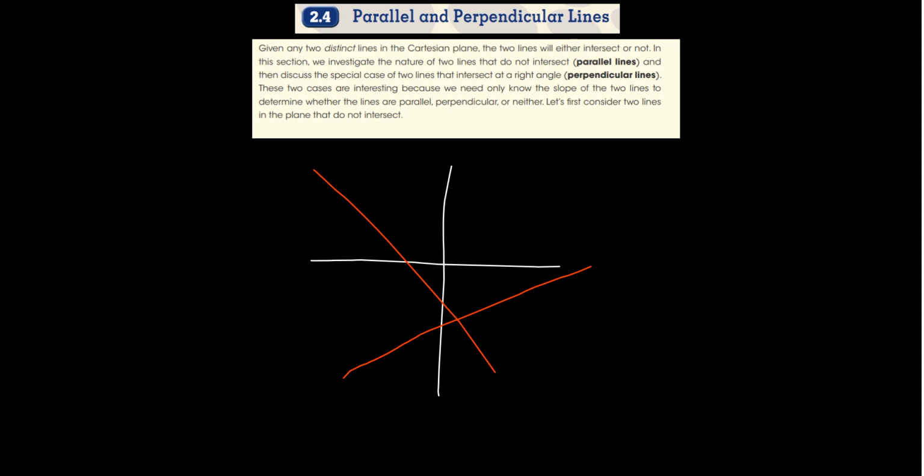So let's recap. We have parallel lines. We have perpendicular lines. That's the special case, right? But realistically, most lines intersect, but they're not parallel or perpendicular. Okay, so that's why we see it said as a special case.